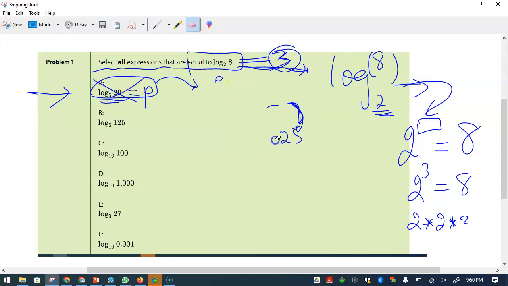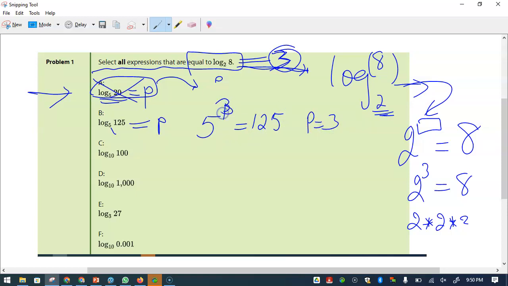The next question is a log where we don't know the value, so I'll put it as P. The base is 5 here. So you pick the 5 and put P as the exponent, equals 125, and P has to be 3, right? Because 5 times 5 times 5 is 125, so that's correct.